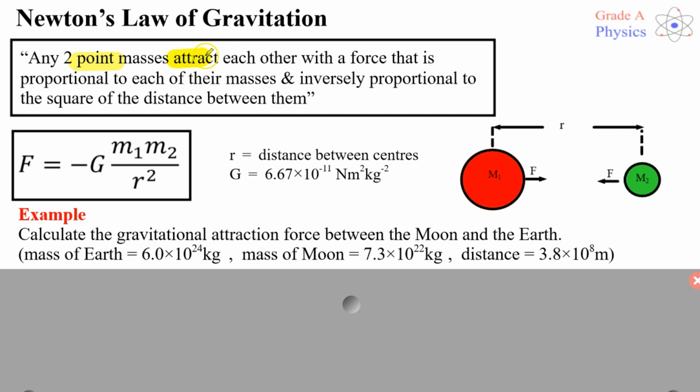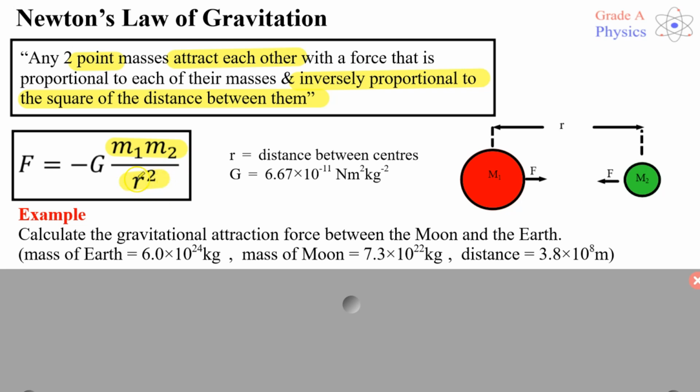So they attract each other. This is related to Newton's third law, with a force that is proportional to each of their masses. So the force is proportional to m1 multiplied by m2 on the top, and inversely proportional to the square of the distance between them. So we're dividing by r squared.